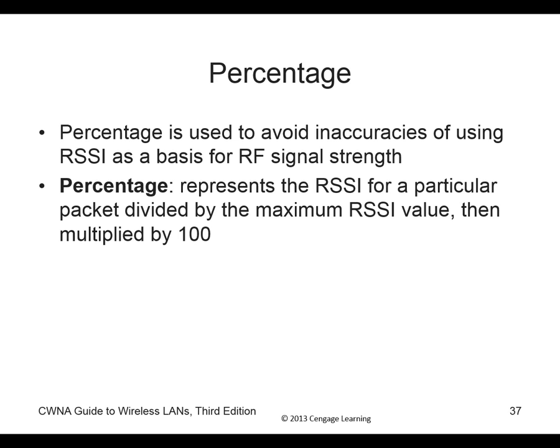The percentage is used to avoid inaccuracies of using RSSI as the basis for RF signal. Percentage represents the RSSI for a particular packet divided by the maximum RSSI value, then multiplied by 100. It's a calculation that you will never use, okay? Unless you plan on being a wireless expert.